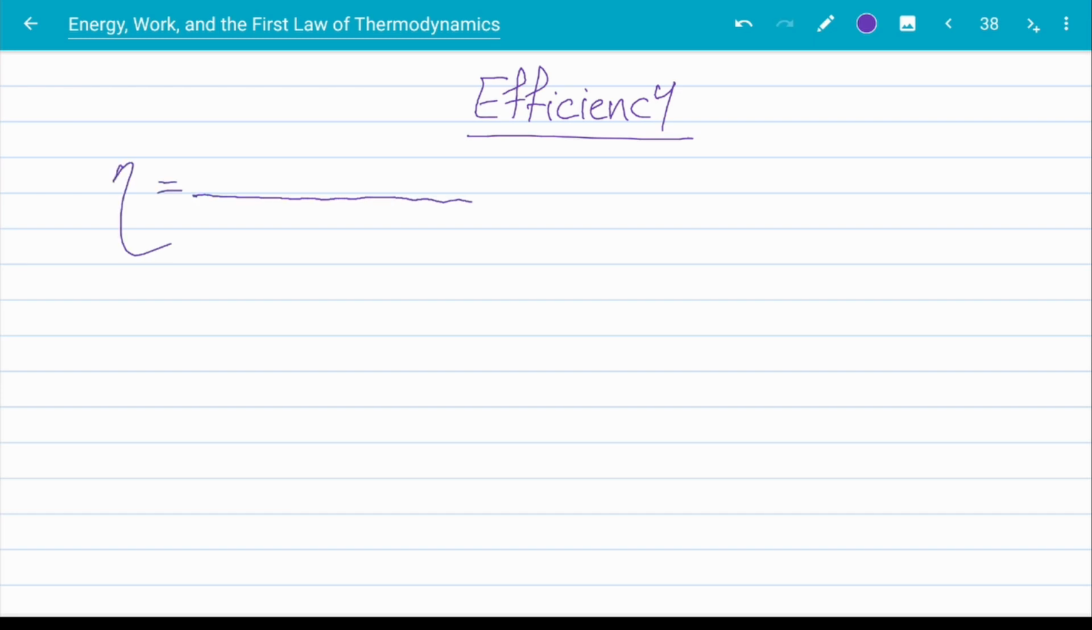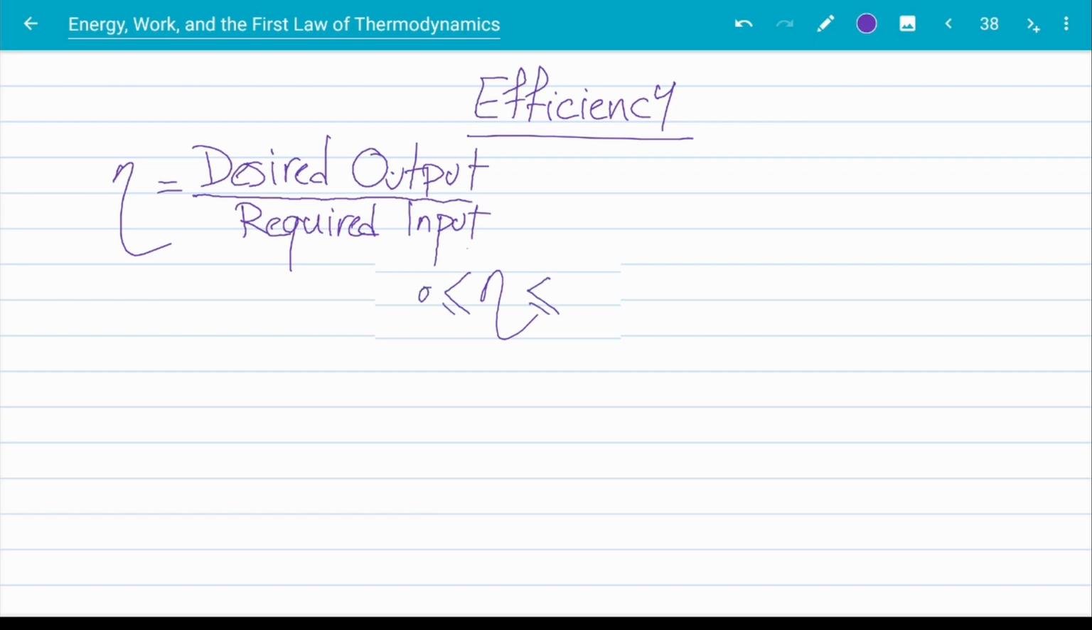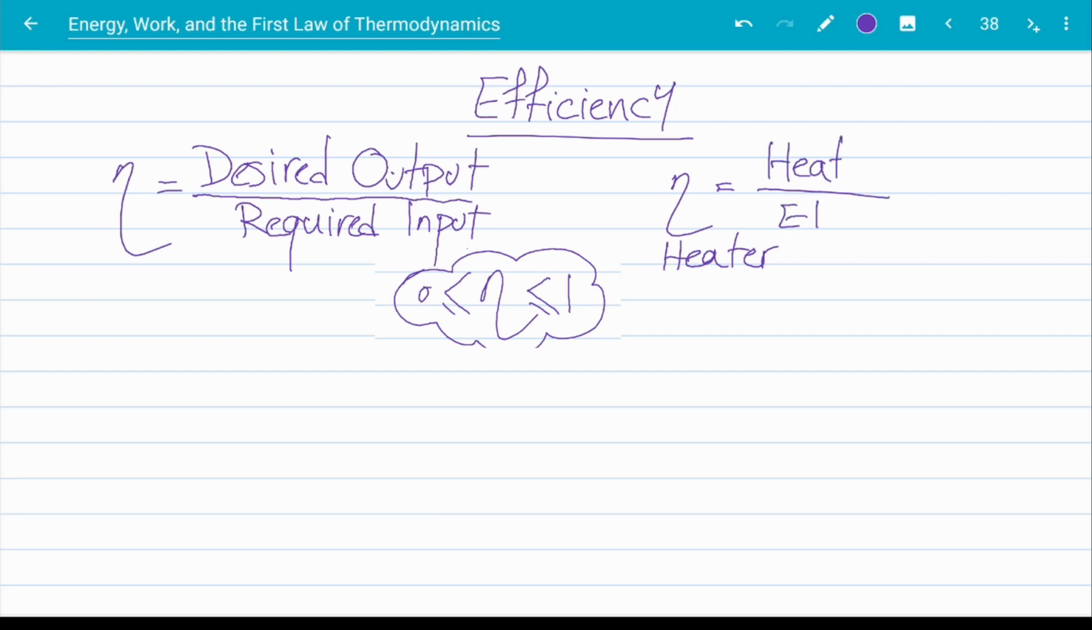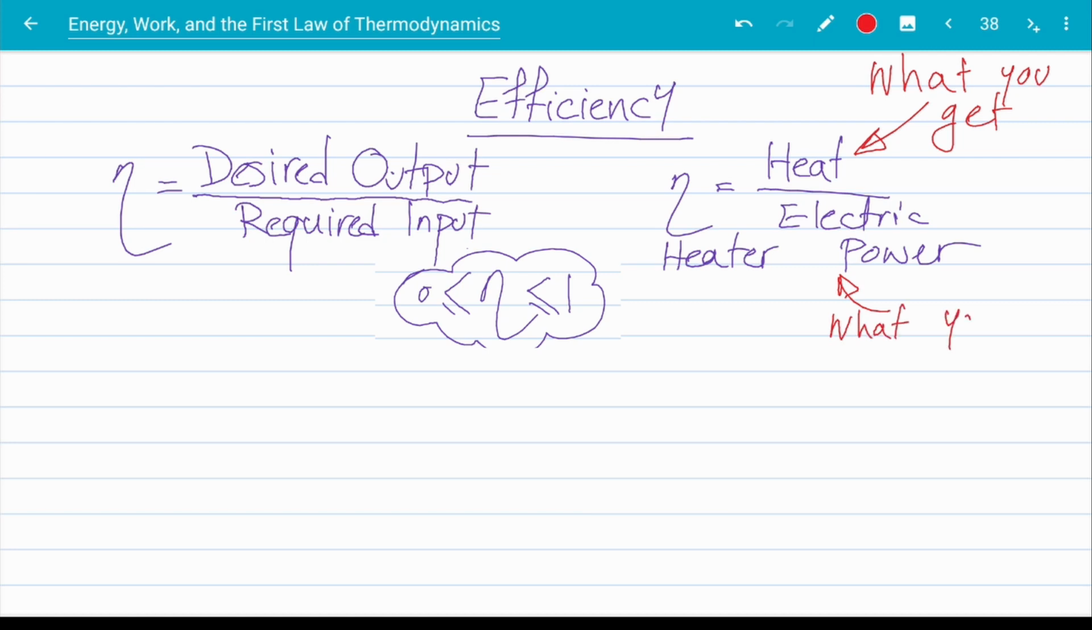Efficiency, which we show by the Greek letter eta, is the desired output of a system over its required input. And because a system cannot produce more work or energy than it's given, because of the first law, efficiencies are always in the range of 0 and 1. For example, the efficiency of an electrical heater is the heat that you get over the electric power it consumes. You get the heat, but pay for the electric power. So it's in your interest to go for higher efficiency heaters.